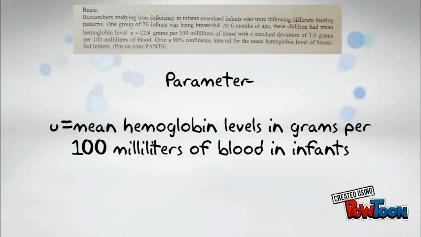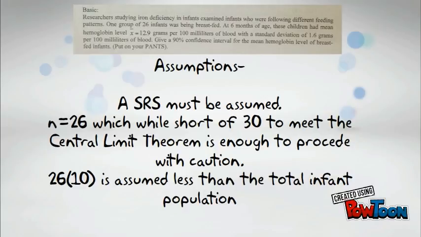Our parameter is the mean hemoglobin levels in grams per 100 milliliters of blood in infants. To make a confidence interval, we assume that the infants were chosen through a simple random sample. In addition, we assume that the 26 chosen is less than 1/10 of the total population of infants.